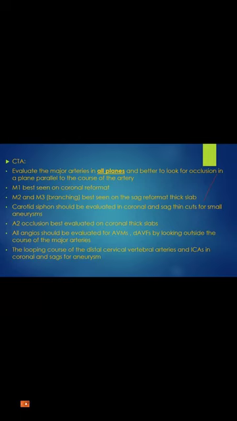All angios should be evaluated for arteriovenous malformation, which means that you need to look outside the expected course of the distal intracranial vessels, because AVMs can happen anywhere. So you need to make sure that if it's small, you don't miss it. Also look at the looping course of the distal cervical vertebral arteries and ICAs in the coronals and sagittals for aneurysms. That's very important.